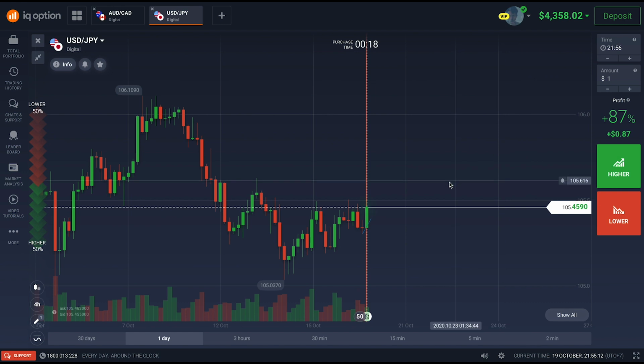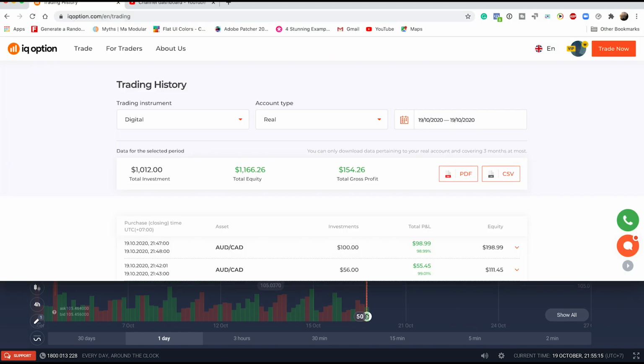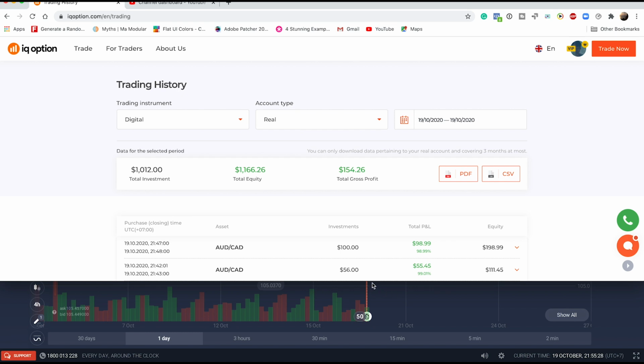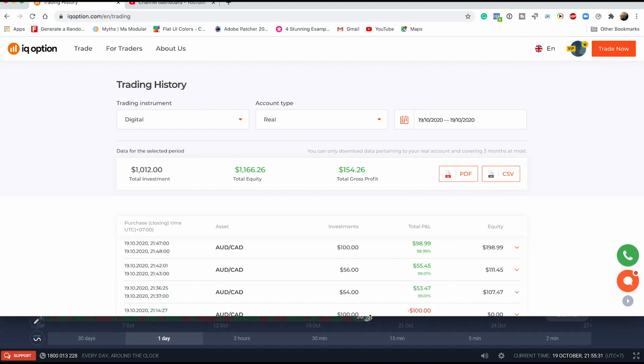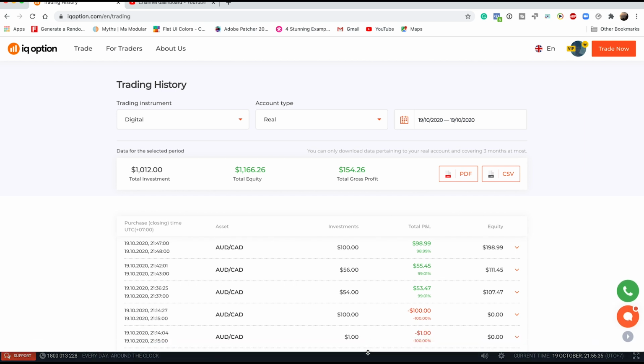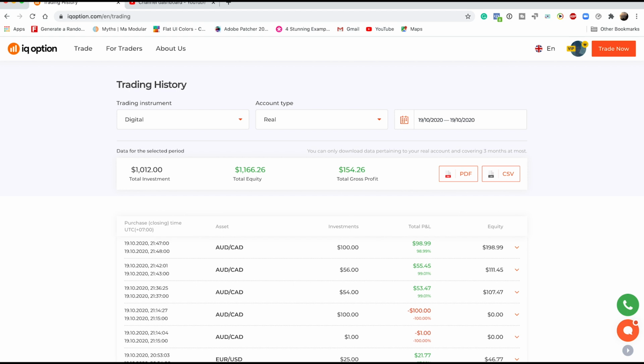Okay, before we go on, let's have a look at my trading history. I'm trading on digitals, and let's check today's trades. Pretty brutal, because I traded earlier and didn't make much profit. It's just today that I was able to record just now.